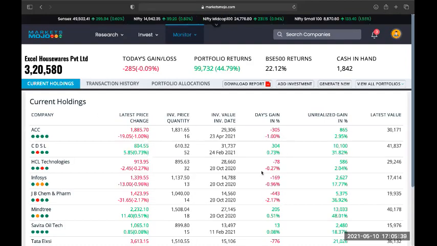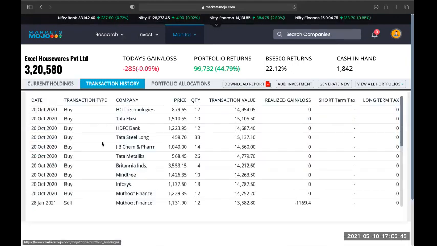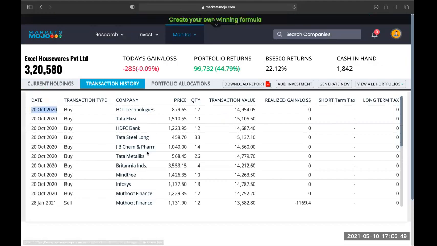Okay, so this is my small portfolio. If you can see here, this one was created on 20th of October. I am holding it even now. There has been not much change to it.